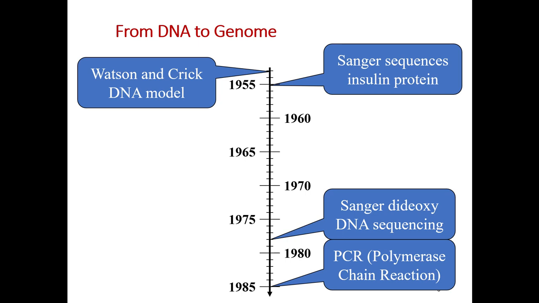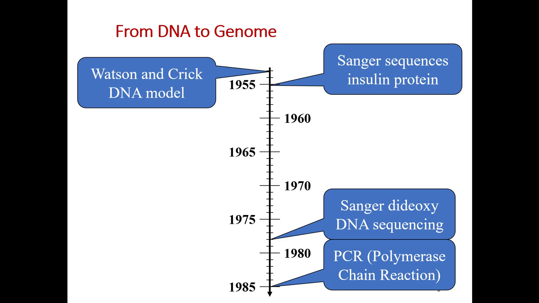Later on, Avery, MacLeod and McCarty proved that DNA is the genetic material, which was called the transforming factor by Griffith. And later on in the 1950s itself, Hershey and Chase again proved, by using an experiment done on the bacteriophage, that DNA is the genetic material. And finally, we believe that DNA is the genetic material. Okay, now suddenly this DNA got very important because it was the genetic material. It was responsible for the expression of the characteristics and for the inheritance of the characteristics from one generation to the next generation. Understand?